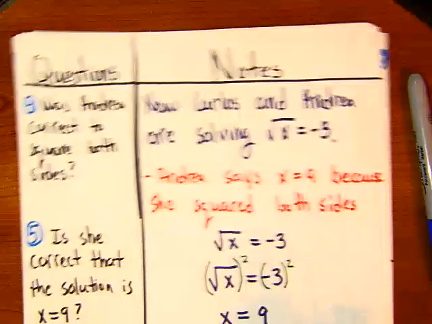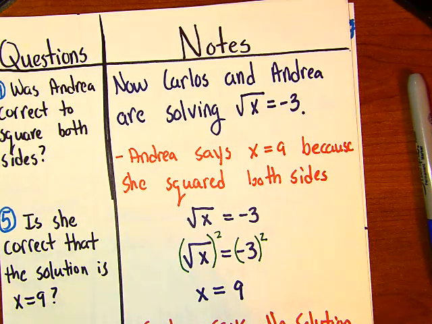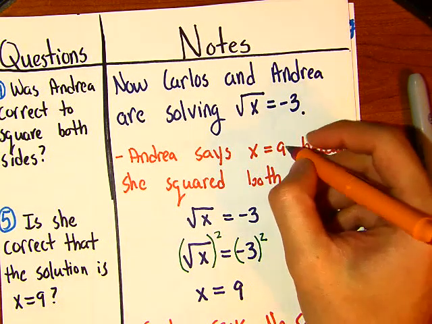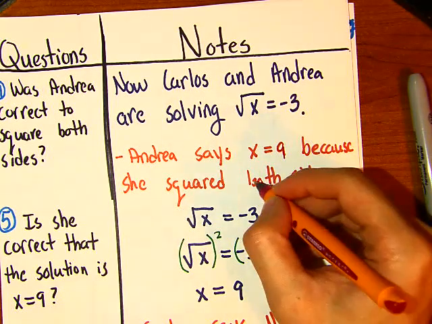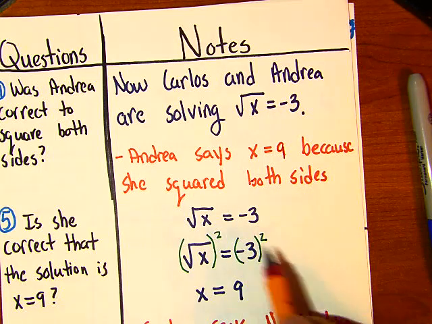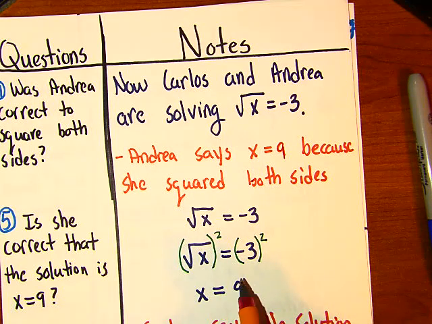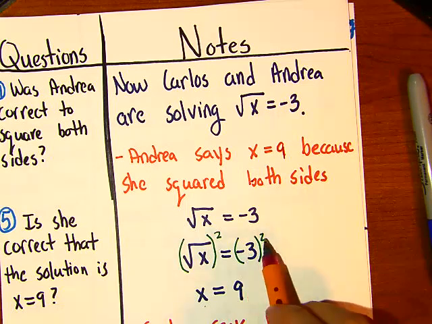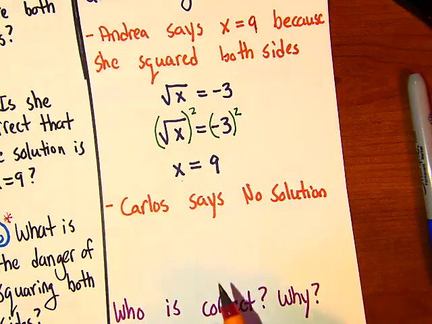Now, let's say Carlos and Andrea are solving this equation. It says square root of x is equal to minus 3. And Andrea says x is equal to 9, that's a 9, not an a, because she squared both sides. I'm guessing this is what Andrea did. Andrea has square root of x is equal to minus 3. I square both sides, square root of x squared is x, and what's minus 3 squared? That's 9. But Carlos says no solution. Carlos says there is no solution for this equation.